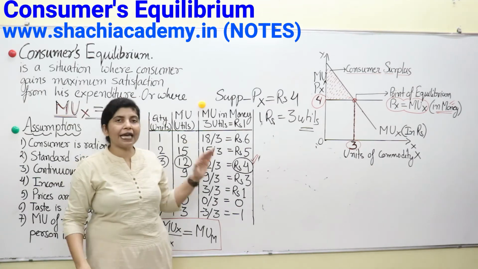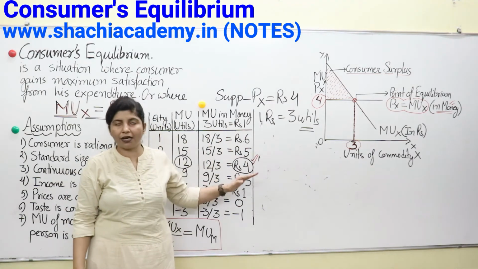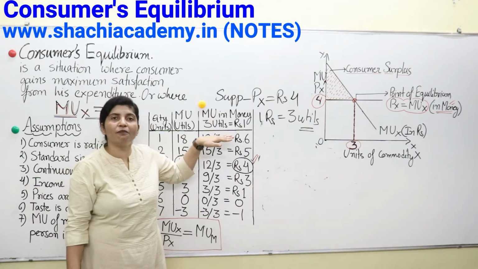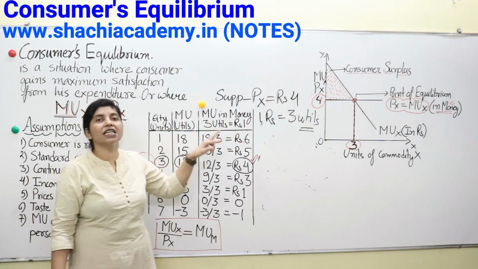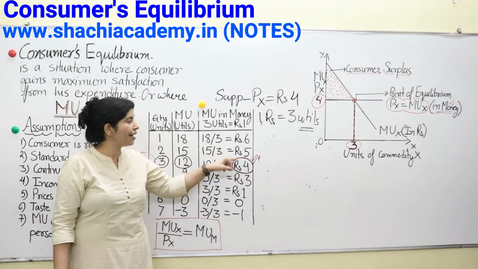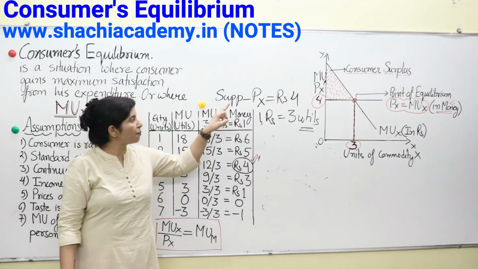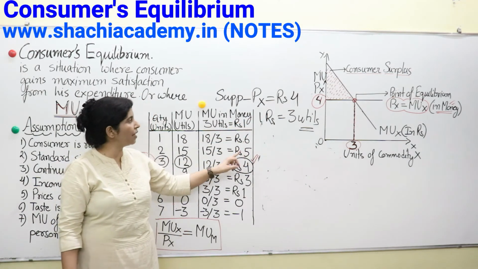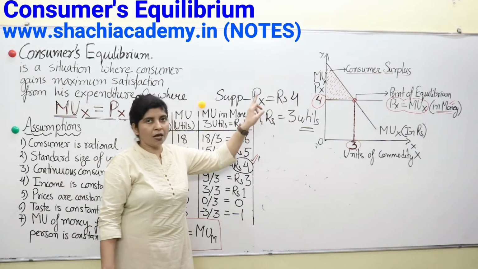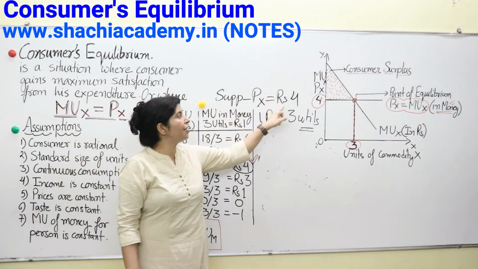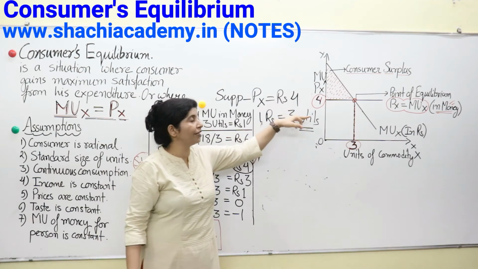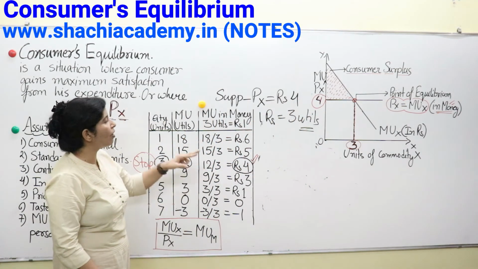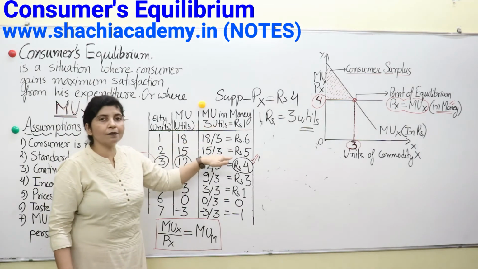A person will keep on buying additional units till his marginal utility in terms of money is greater than the price which he pays, and he will buy till the price of the commodity is equal to marginal utility in terms of money. That means rupees 4 price is equal to marginal utility of 4 units. That means they both intersect. I'll explain it over here. So where are they equal? Rupees 4 is equal to utility in terms of rupees 4.